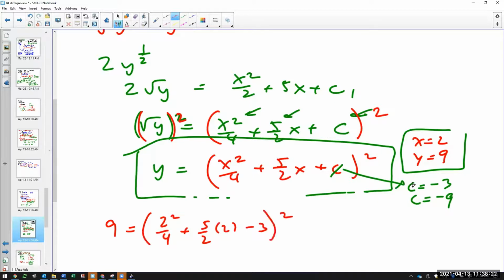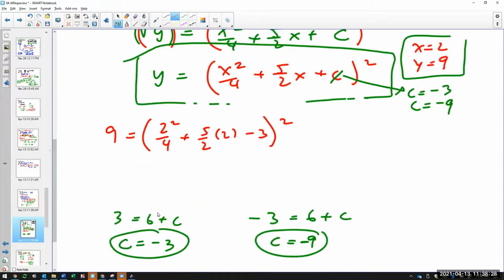I'm sorry. This should be a c, but these x's should be 2's. Okay. Now I don't have to use a calculator. So now I get 9 is equal to 1 plus 5 minus 3 squared. Is that equal to 9, guys? 6 minus 3? Yes, so that's a check. So c is actually equal to negative 3.